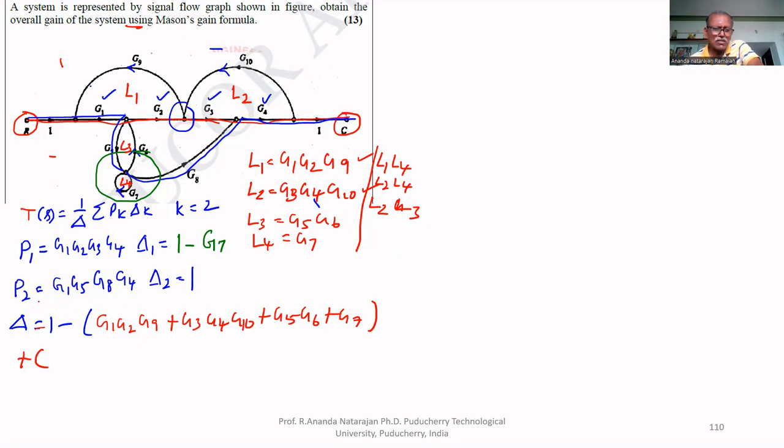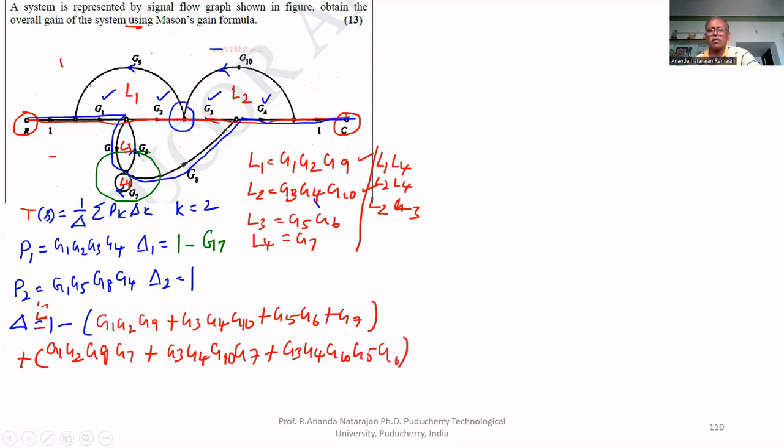Therefore, we have to write L1, L4, that is G1, G2, G9, G7, plus L2, L4, that is G3, G4, G10, G7, plus L2, L3, G3, G4, G10, G5, G6. No other. That's all about delta.